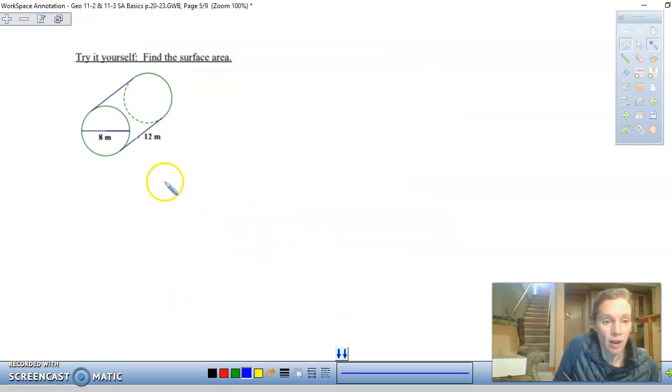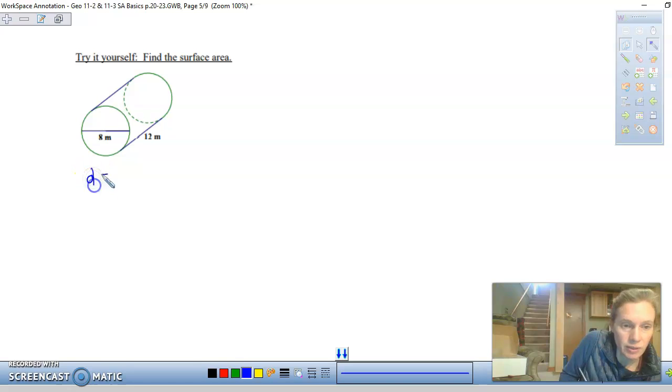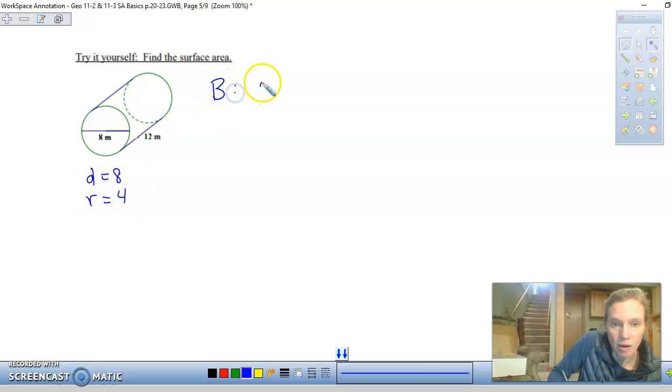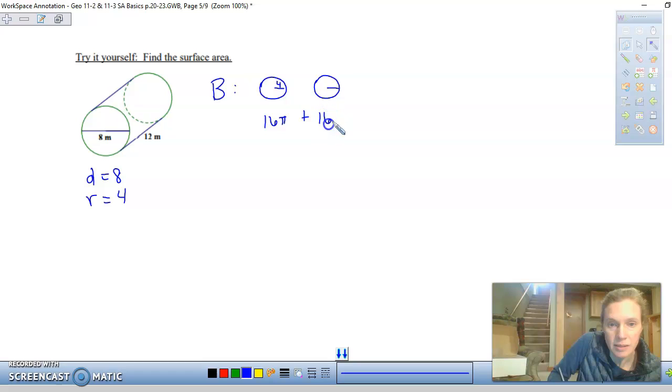Okay, so I would like you to pause and try this one on your own. Again, first thing I would do is write out the diameter and the radius, so you don't get that all mixed up. But the bases are circles, and they both have a radius of 4. So pi r squared would be 16 pi and 16 pi for a total of 32 pi. And that would be the bases.